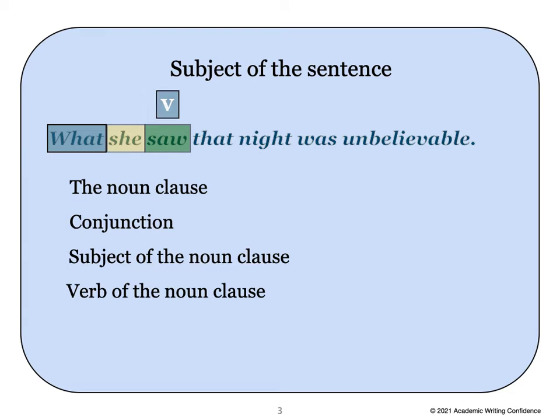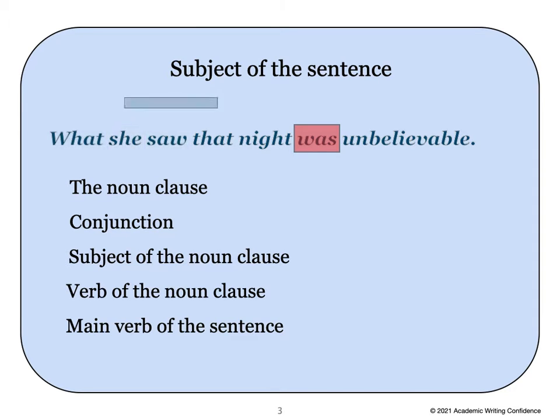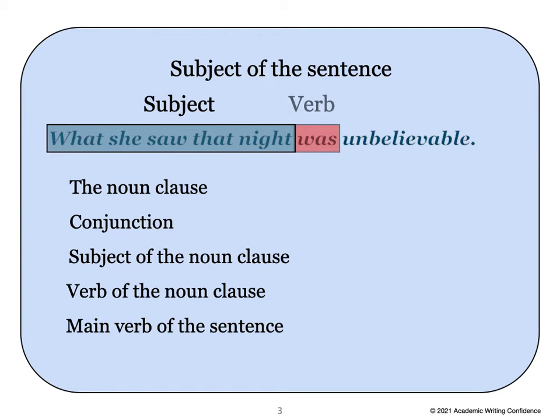But there's also a main verb for the complete sentence, the word was. So this means that the noun clause, what she saw that night, is the subject of this sentence. The verb is the word was, and the object of the sentence is unbelievable. Now, these three parts make up a complete, independent sentence. The noun clause cannot be a sentence by itself. What she saw that night is not a complete sentence. It's a noun clause.